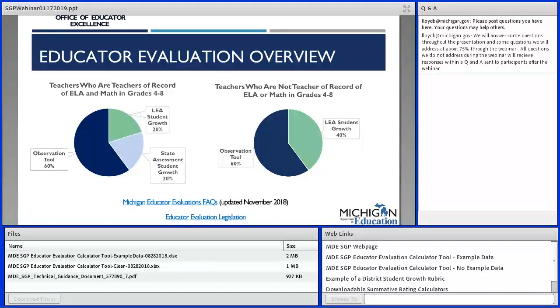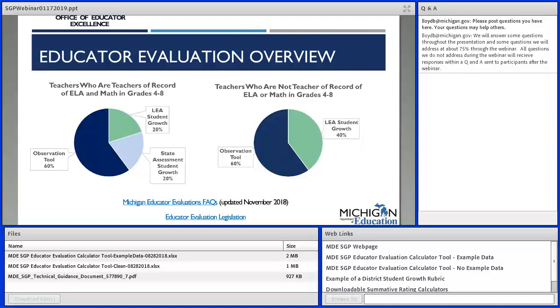The chart on this slide illustrates the legislative requirements for measuring student growth for educator evaluations. For all teachers in Michigan, 60% of evaluation ratings must be based on the adopted evaluation and feedback tool, while 40% must be based on student growth and assessment data. For teachers of record in grades 4 through 8 in the subject areas of ELA and math, half of that 40%, 20% of the overall, must be based on the state assessment results.